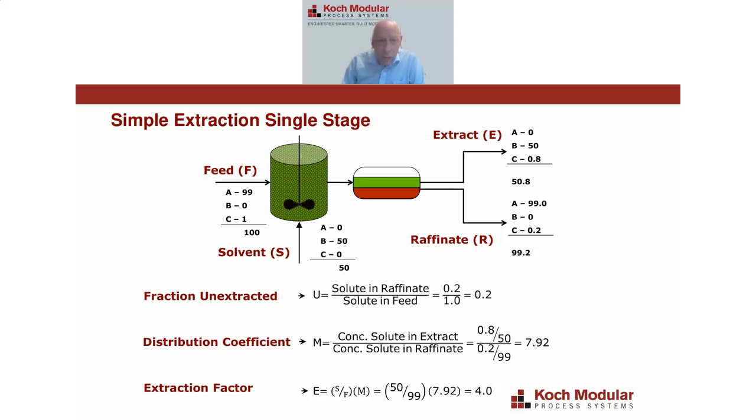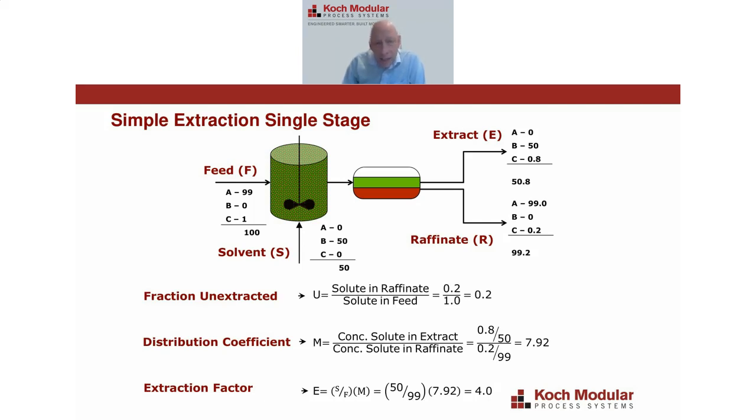Now, assuming you mix long enough to reach equilibrium or steady state, then when you separate it, this would be one theoretical stage of extraction. And when you look at this stage, you can calculate the fraction unextracted. That's simply how much is not extracted. In this case, we're saying 20%. And then the distribution coefficient. This is something you like to calculate for almost all liquid extraction processes.